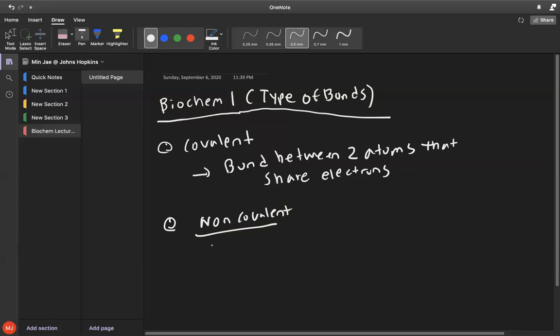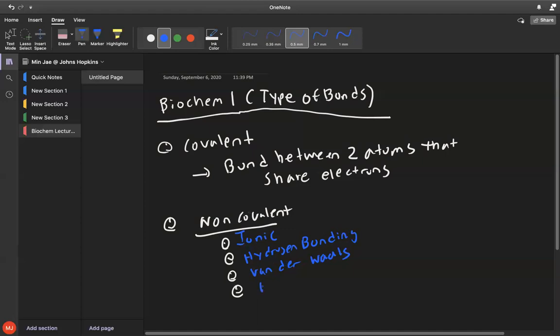Now, there are actually three types, or even four types if you categorize them more specifically. First, we have the ionic interaction, then the hydrogen interaction, or commonly known as hydrogen bonding, and then we have the Van der Waals. Sometimes some textbooks include a fourth type of non-covalent interaction. It's called the hydrophobic interaction, but I'll get to that shortly.